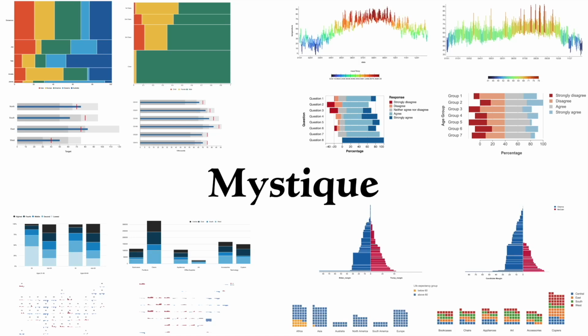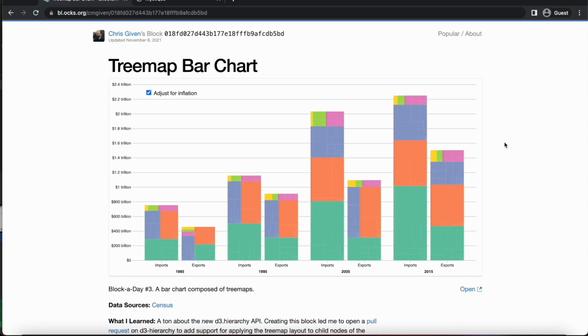We present Mystique, an interactive authoring tool for building expressive charts using examples. Mystique enables authors to start with an existing SVG chart to reuse its structure and visual styles. Consider this online example created using D3.